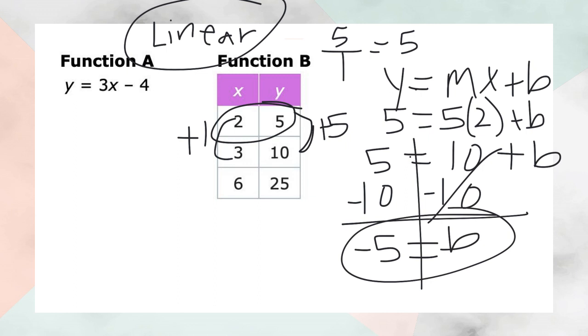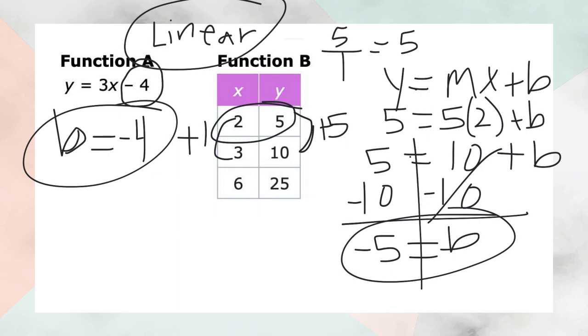For function a, remember the same thing. It's in slope-intercept form, so y equals mx plus b. So what is in the form of plus b? Negative 4. So in this case, b, or my y-intercept, is negative 4. I didn't even realize that this is basically the exact same thing as the last one. So if b equals negative 4 and b equals negative 5, which one would be greater? Function a would be. So pretty straightforward. It's just one extra step.